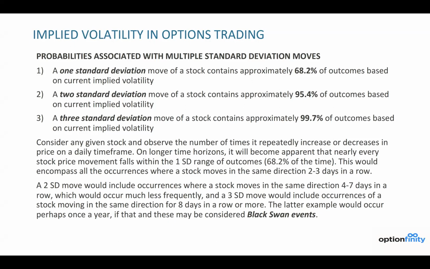A 2 standard deviation move would include occurrences where a stock moves in the same direction 4 to 7 days in a row, which would occur much less frequently. And a 3 standard deviation move would include occurrences of a stock moving in the same direction for 8 days in a row or more, right? And this latter example would occur perhaps once a year, if that.